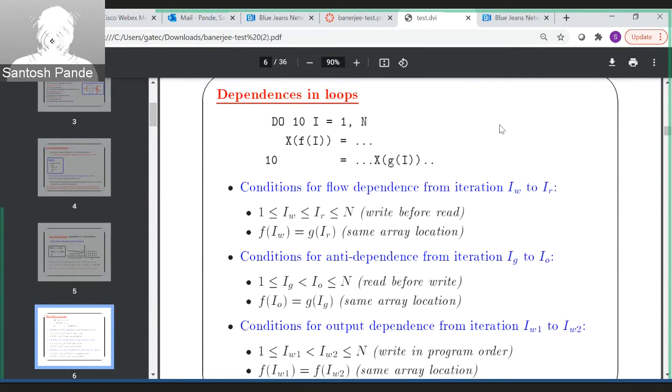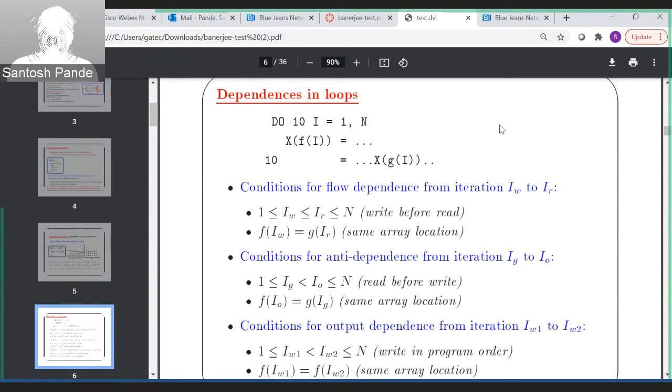The second condition, however, is that they must map to the same array element, that is, the value of f of IW is equal to g of IR. That enforces the second condition for dependence, that is, they must touch the same array element. Now, to be most precise here, we should say that there exist IW and IR such that they satisfy the first condition, and such that they also satisfy the second equality. And so that gives us the condition for the flow dependence to exist.